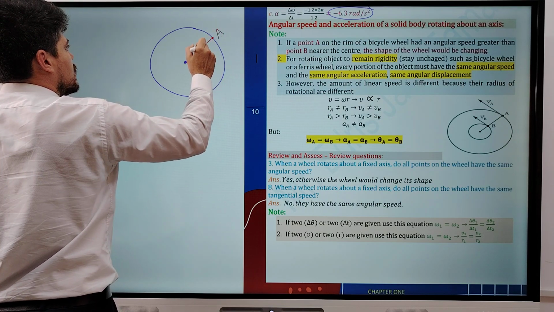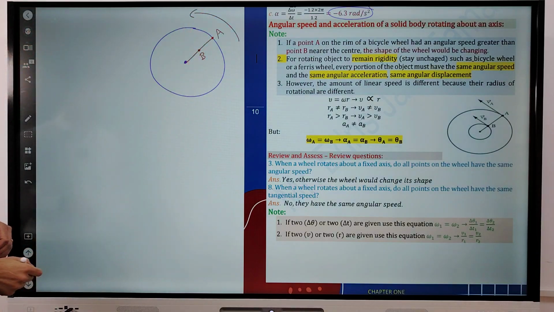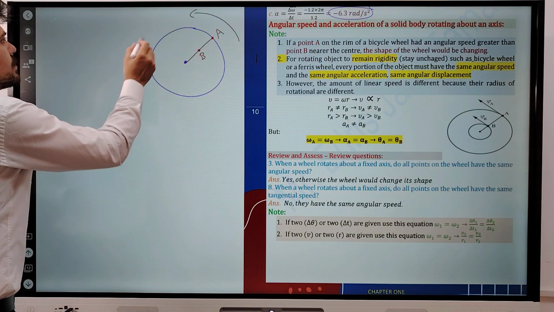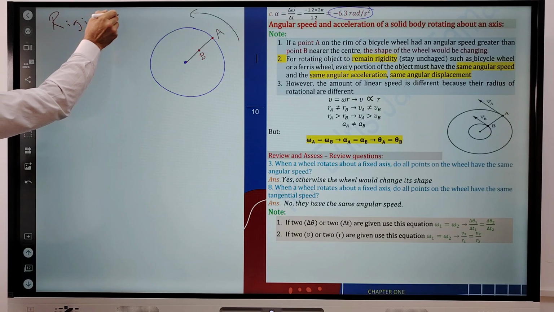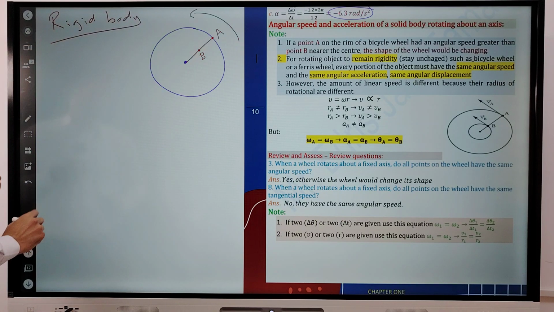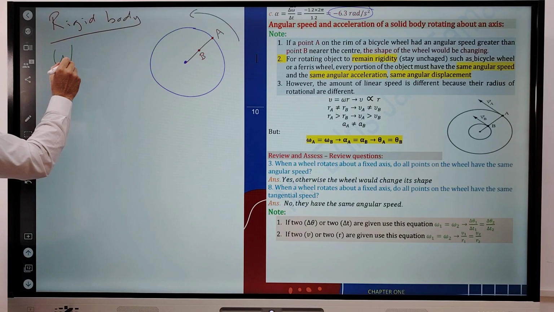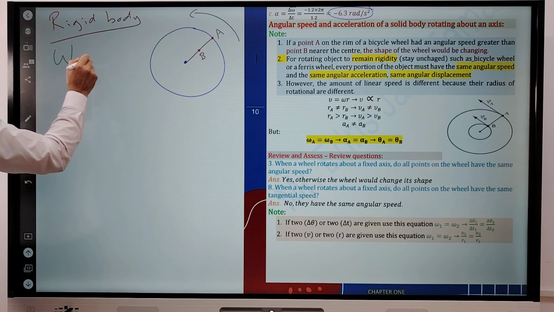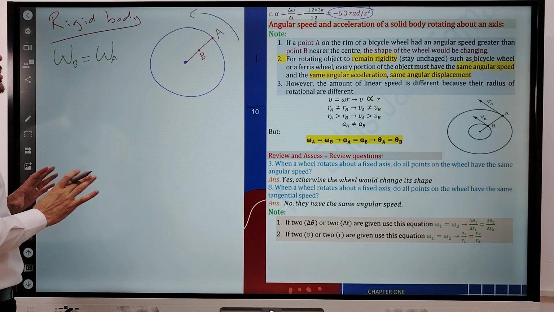Point A, point B, and the object is rotating. For a rigid body, assume that this object is a rigid body. Okay? For a rigid body, omega B at point B is equal to omega A. They have the same angular speed.